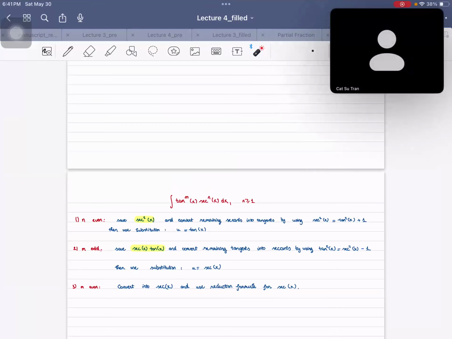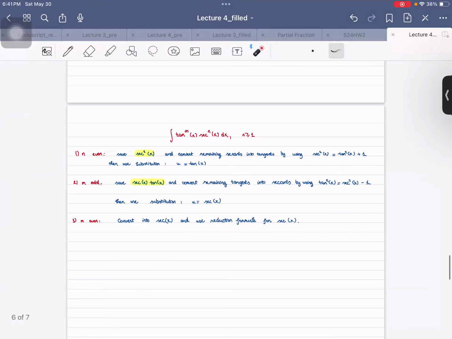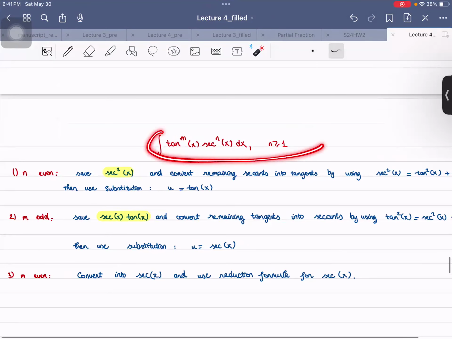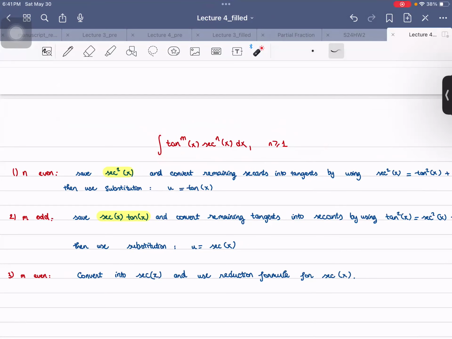Okay, welcome back, guys, and we continue the trig integral. But in this mini lecture, we mainly focus on the integrals that contain tangent and secant. And again, you still have tangent and secant to the power of something. So you will come up with the techniques that help you deal with different situations.